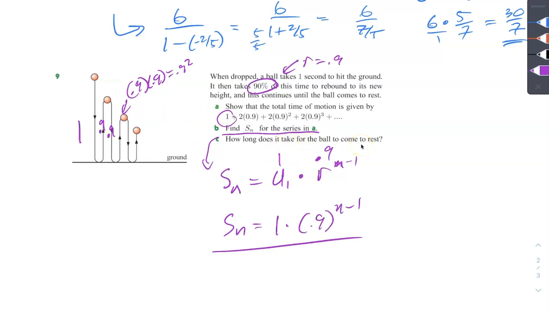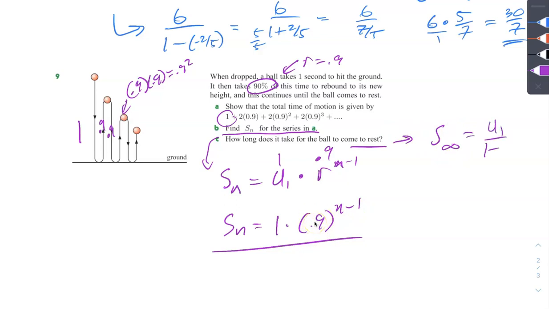How long does it take the ball to come to rest? Now here's the tricky part of that. You have to understand that it's going to go on forever. So this right here is an infinite sum. So how long does it take to come to rest? It's going to keep bouncing forever. So it's an infinite sum. Now, could I find this infinite sum? Well, is r less than 1? It is. r is 0.9. So I could do the formula.